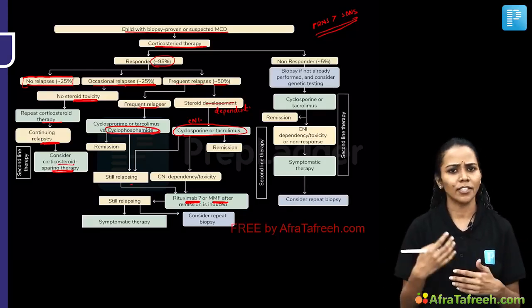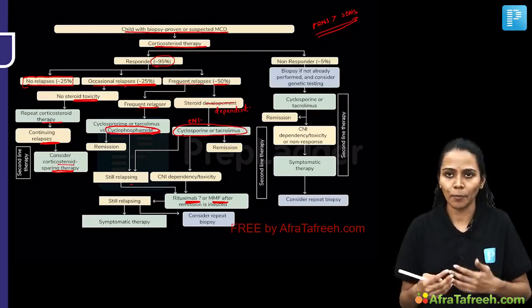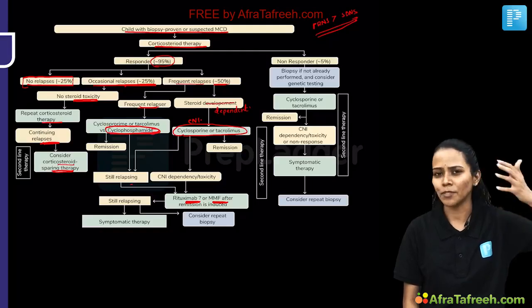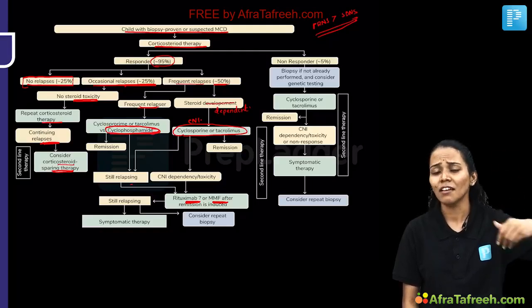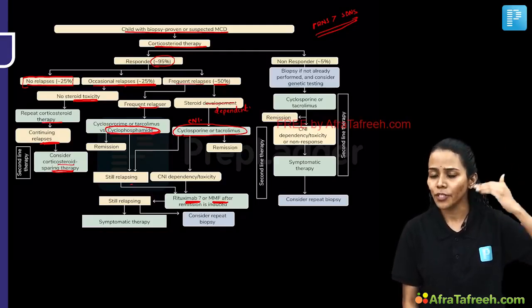Research is going on, the evidence is not very strong, but we are not left with much option. So we can think about MMF. If they are frequently relapsing, that means you cannot keep giving them steroid 4 times, 6 times in a year, and each time it goes on for 1 to 2 months. So you cannot do that. So switch to second line.